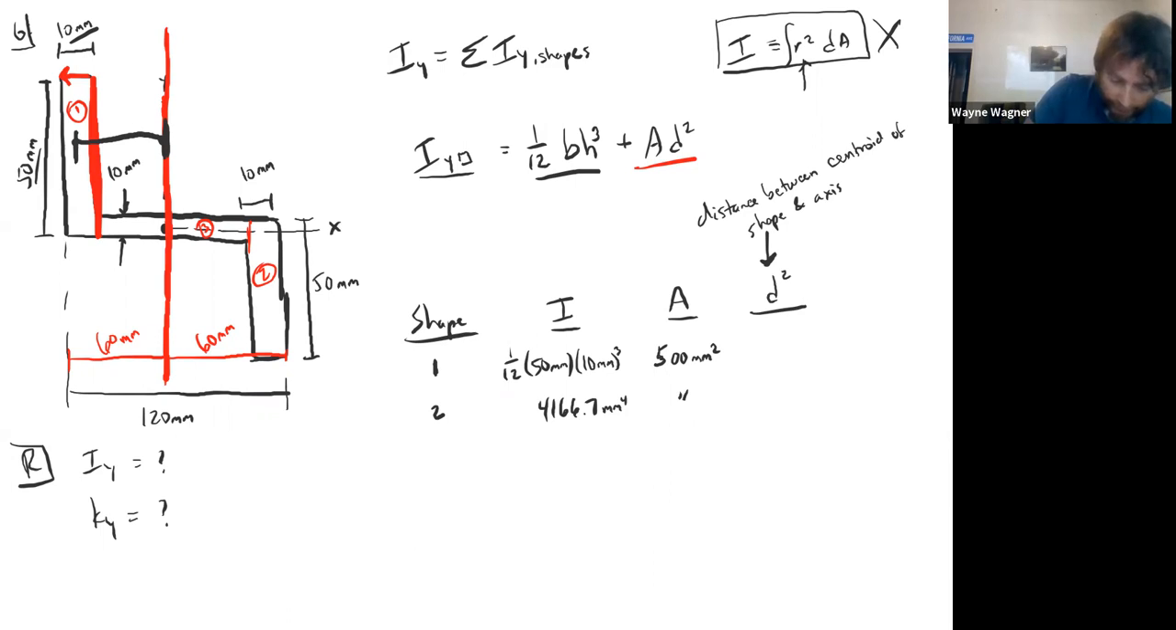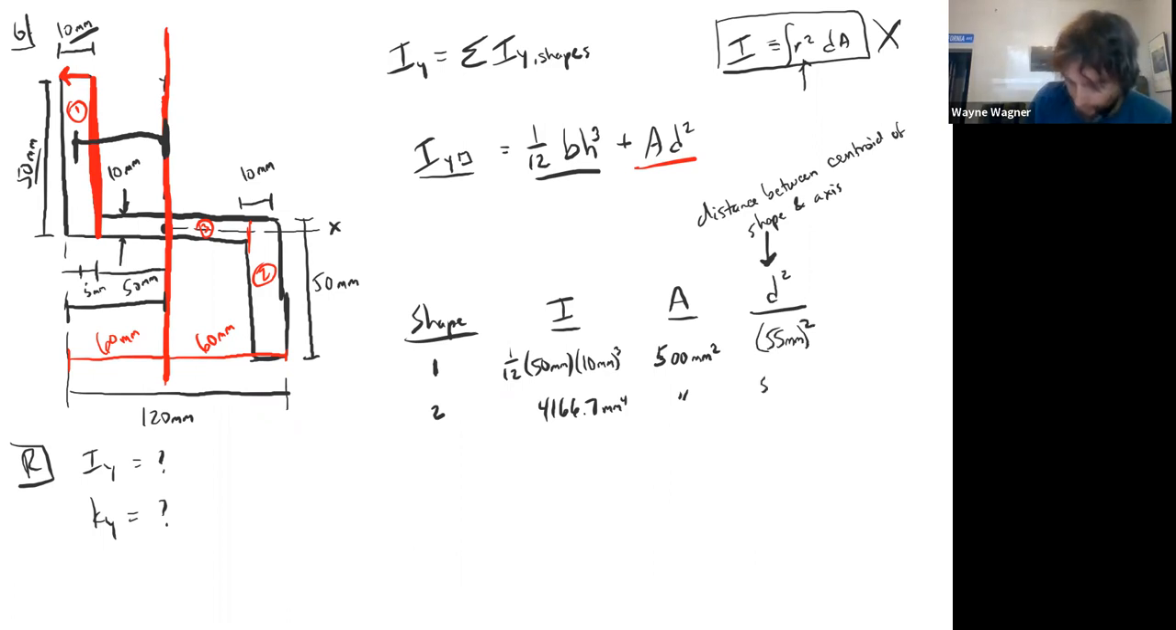So we've got 60 here. I'm going to subtract off this 10, so now I've got 50 millimeters here. I've got another little 5 millimeters there. So it's 55 millimeters. And we're going to square that.